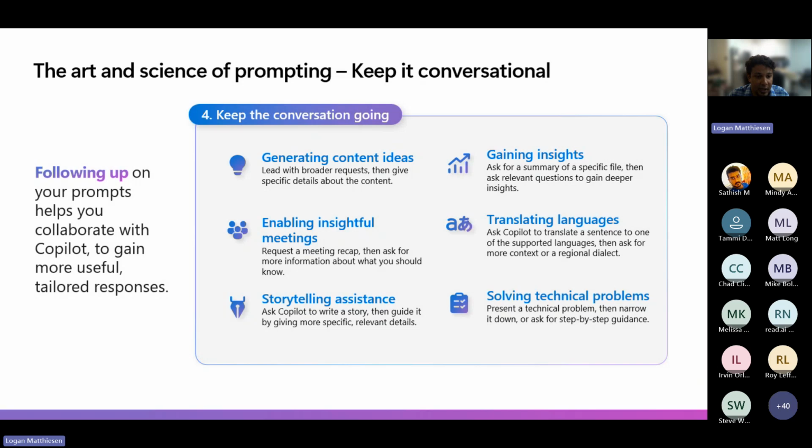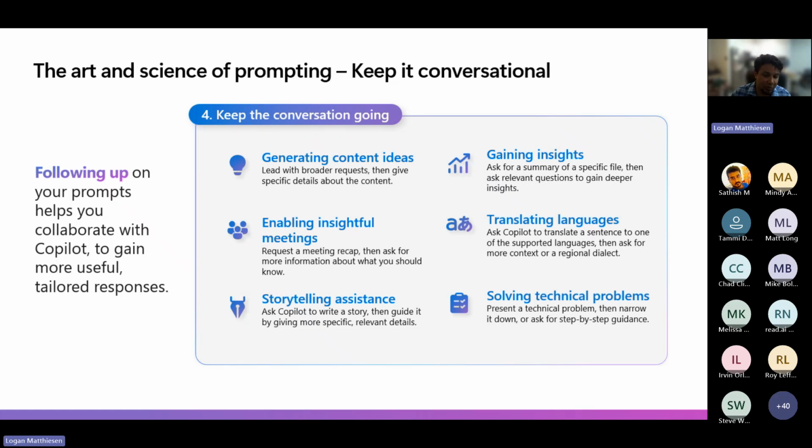And one of the use cases I definitely use quite a bit. Translating languages. Copilot can translate sentences in supported languages, but you can push this further by asking for context, cultural nuances, or even regional dialects. And this ensures that your translations are not only accurate, but also culturally relevant.